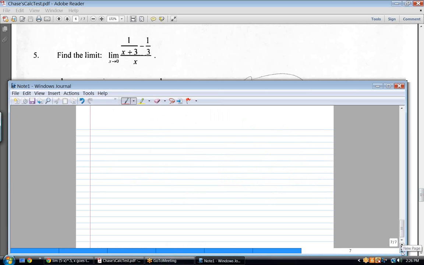To find the limit of something like this, the first thing you really should think of is just finding a common denominator and subtracting these two things. Okay, well, my common denominator is going to be 3 times x plus 3, right?